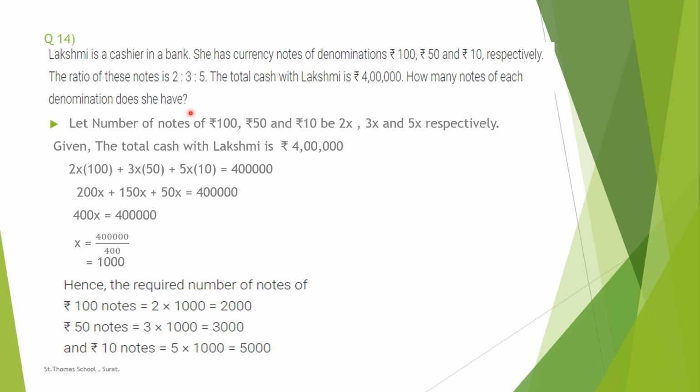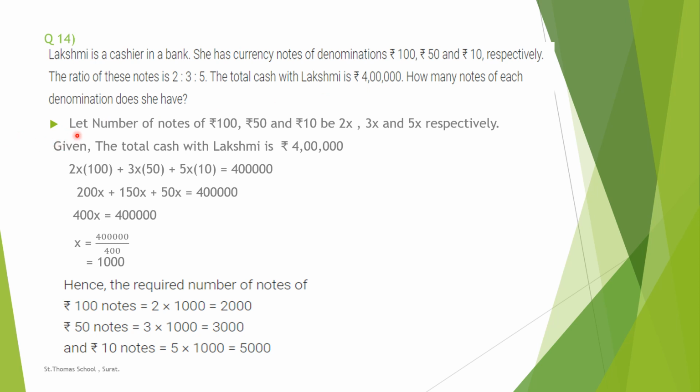Question is clear. So there is a lady, her name is Lakshmi. She is a cashier in a bank and she has currency notes of rupees 100, rupees 50 and rupees 10. How many notes, that is not given, but the ratio is given, that is 2 is to 3 is to 5. And the total cash with Lakshmi is also given, that is 4 lakh. We have to find how many notes of rupees 100, rupees 50 and rupees 10.